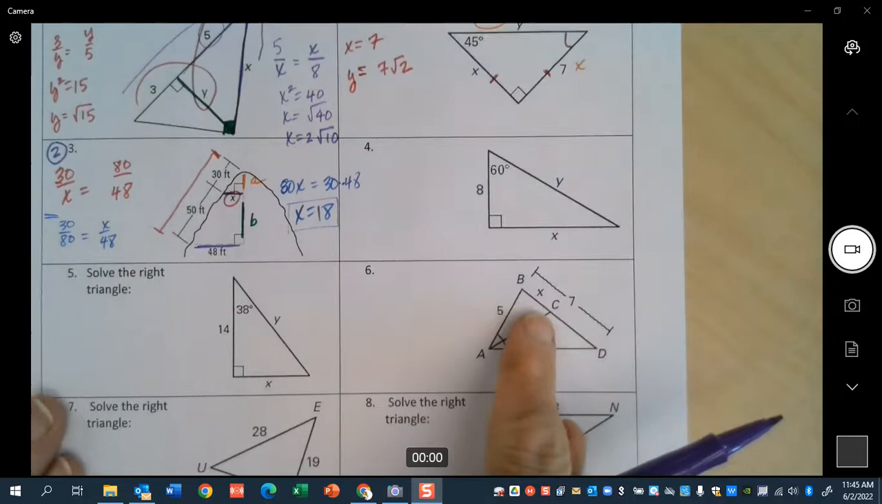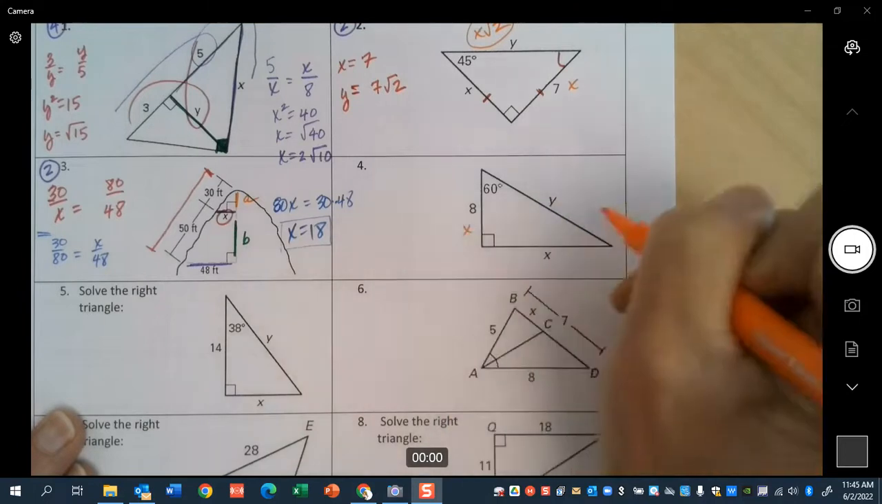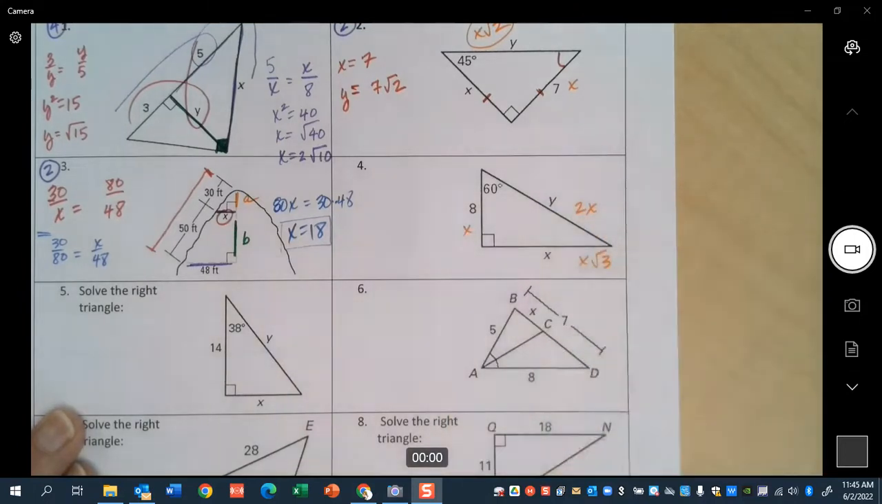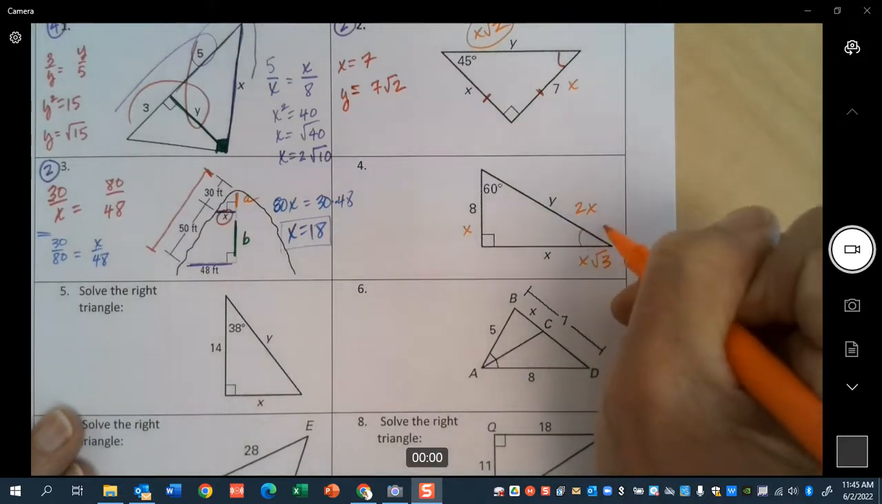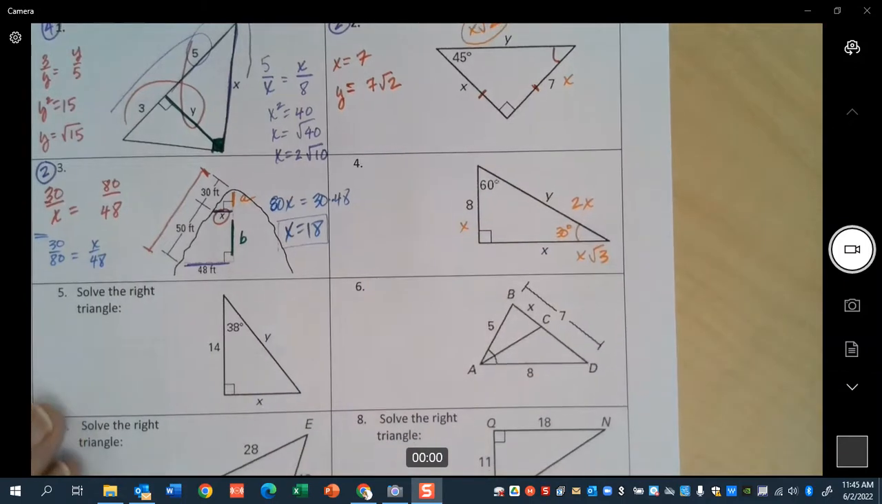Here I have a 30, 60, 90 triangle. When I talk about 30, 60, 90 triangles, I talk about this being x, this being 2x, and this being x times the square root of 3. Make sure you know your short leg is always opposite of the 30-degree angle. Don't go by the picture, go by the numerical values that are given to you.